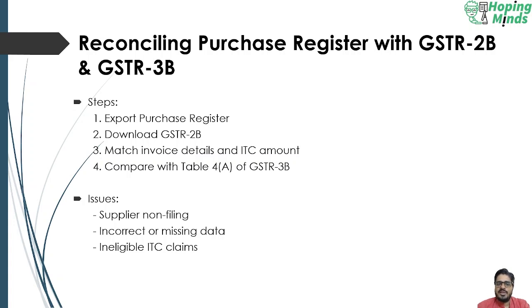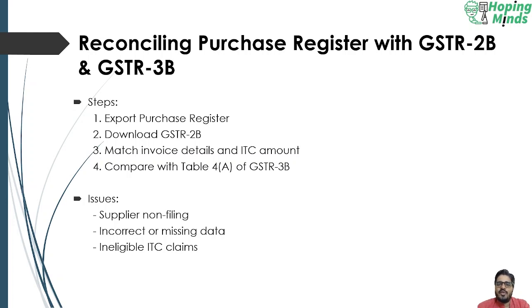For the reconciliation, we have to export the purchase register from our books of accounts. Then we have to download the GSTR2B from the GST portal. Then we have to match the invoice wise data, that is supplier GSTIN, invoice number, invoice date and the input tax credit amount. Then we have to compare the table 4A of GSTR3B, that is the table for input tax credit claimed.